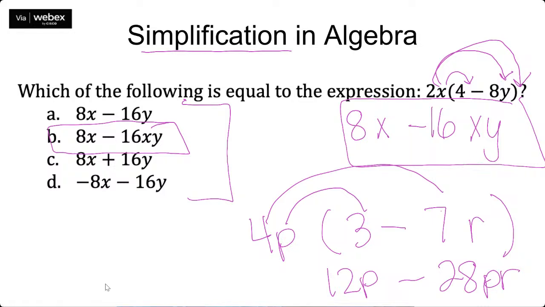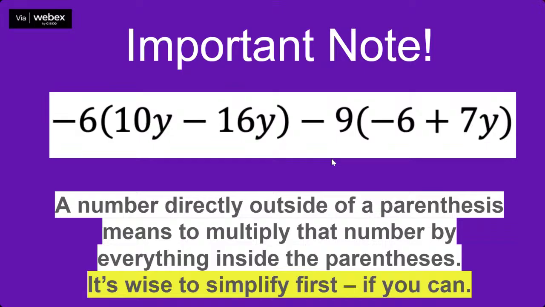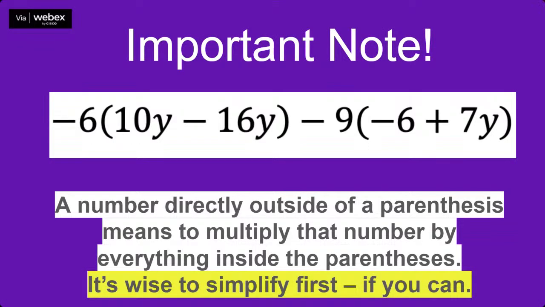Okay. We're going to clear off our screen here. Here is an important note. A number directly outside of a parentheses means to multiply that number by everything inside of the parentheses. That's what we just did on here. So keep that in mind. It's wise to simplify first if you can. So let's work this one together to see what Crystal's talking about when she gives us this note. She says it's wise to simplify first if you can. So let's simplify what's in this first parentheses.